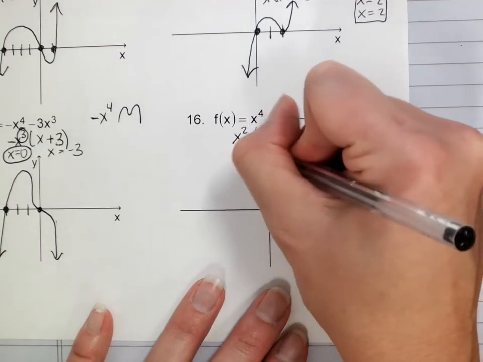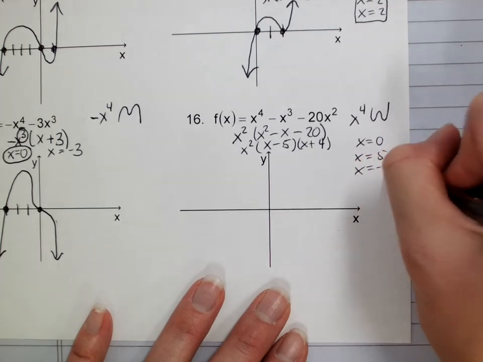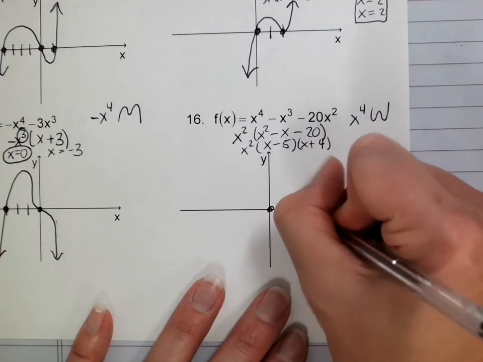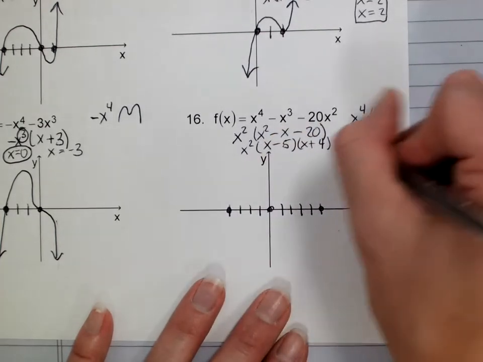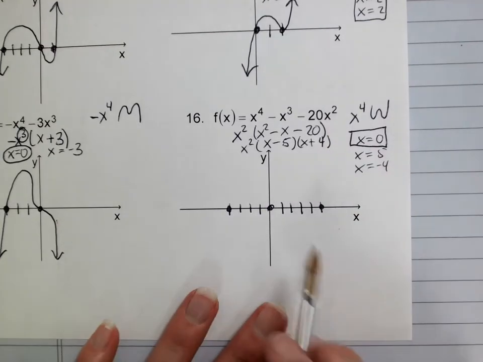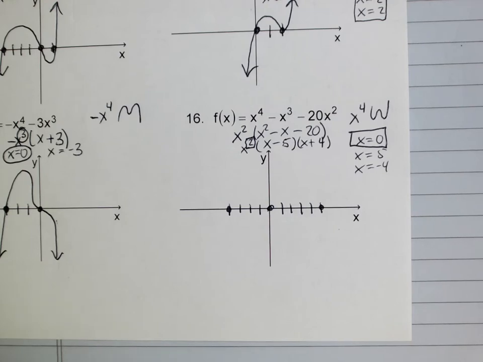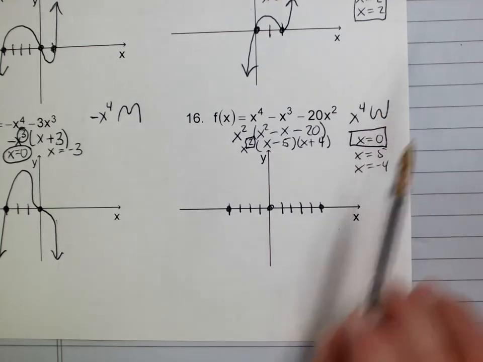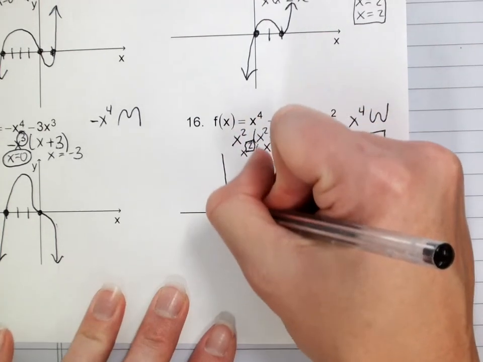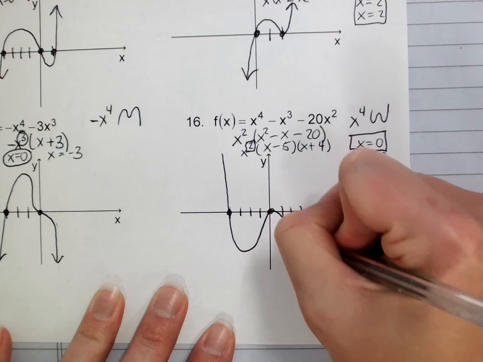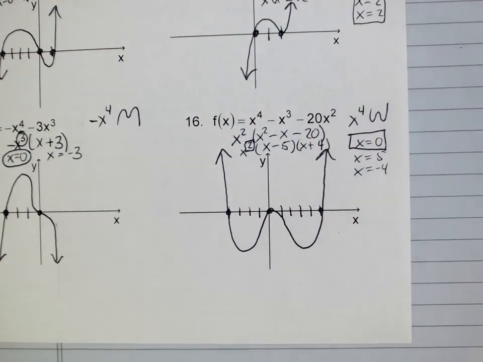That gives me my solutions are 0, 5, and negative 4. Okay, so 0, 1, 2, 3, 4, 5, 1, 2, 3, 4. Okay. 0 is actually going to be doubled here because, again, notice that this is an x squared. So a double root at 0, single root at 5 and negative 4 looks like this. That tells me it's going to cross, bounce, cross. So that's what I'm going to do. Crosses, bounces, crosses. Okay. And that's how you sketch polynomials.